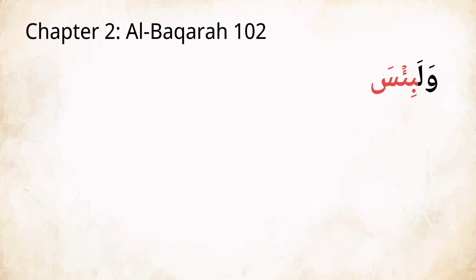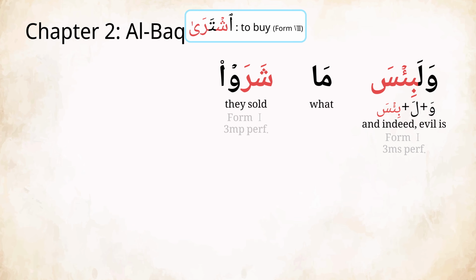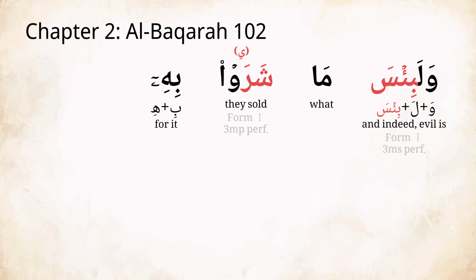Moving on, we have وَلَبِئْسَ, which is the combination of wa, meaning and, prefix lam for emphasis, and bi'sa, meaning evil is. Up next is ma, meaning what. And then we have sharau, meaning they sold. It's from the same root as ishtara we saw earlier, but the last radical ya was dropped as it's a weak letter. Moving on, we have bihi, meaning for it.